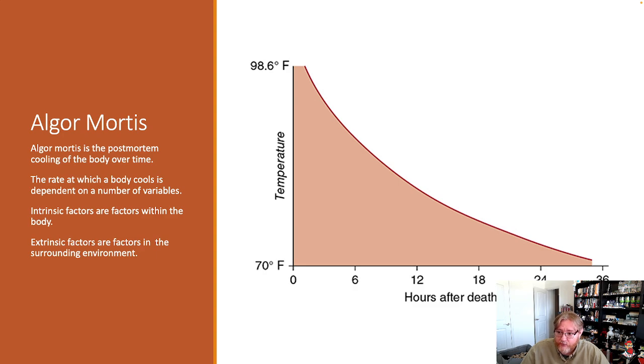First up, we have algor mortis, the post-mortem cooling of the body over time. The rate at which a body cools is dependent on a number of variables. There are intrinsic factors within the body and extrinsic factors in the surrounding environment, and both of these are going to influence how quickly a body cools.